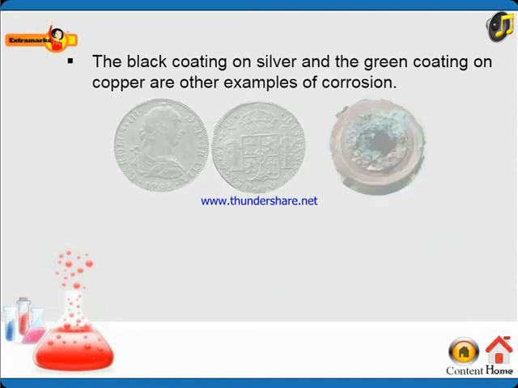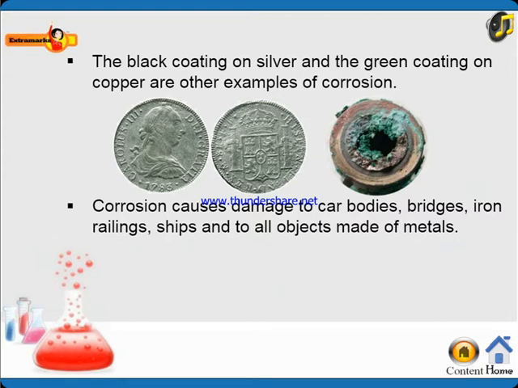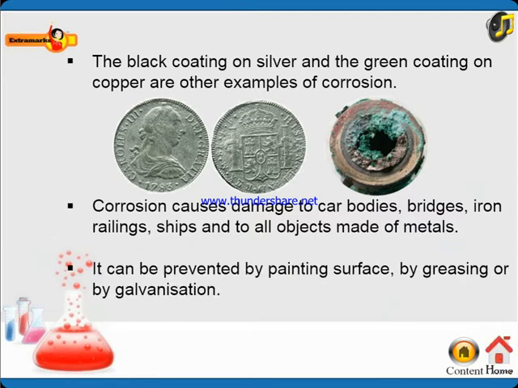The black coating on silver and the green coating on copper are other examples of corrosion. Corrosion causes damage to car bodies, bridges, iron railings, ships, and to all objects made of metal. It can be prevented by painting the surface, by greasing, or by galvanization.